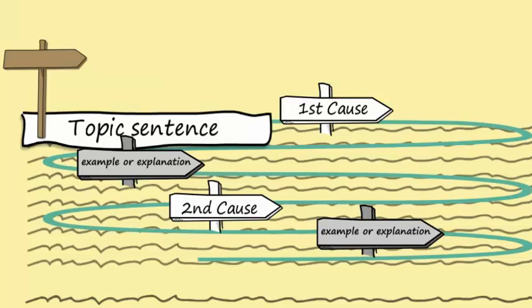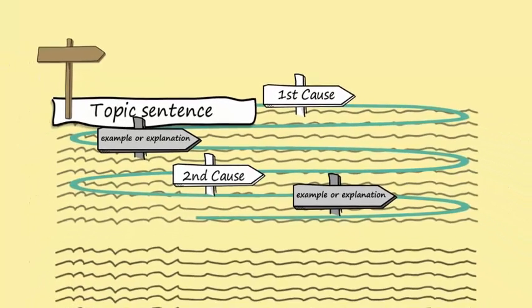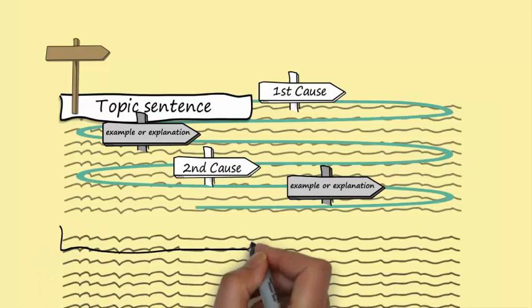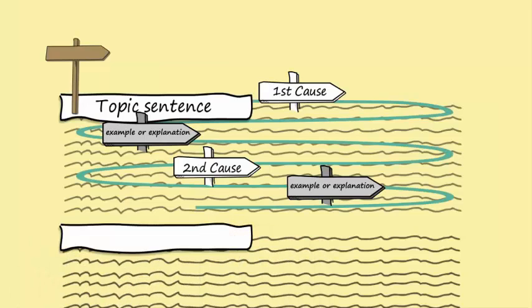It should be telling the reader what's in that paragraph. It should have lots of examples. If you're going to have 2 causes like this person has, then in the topic sentence it should say that there are 2 main causes.